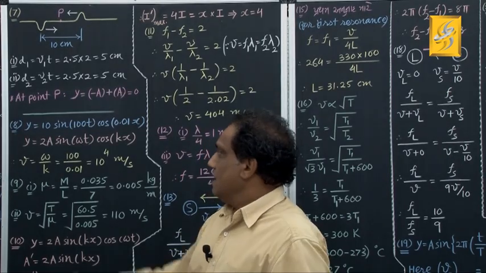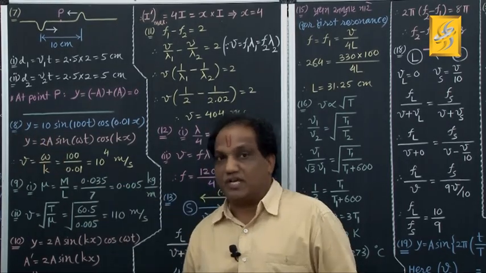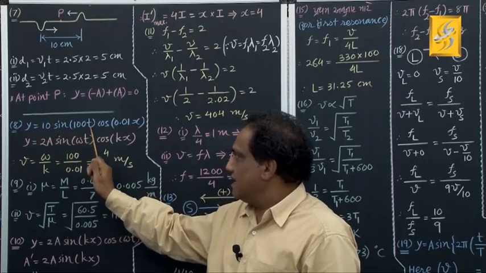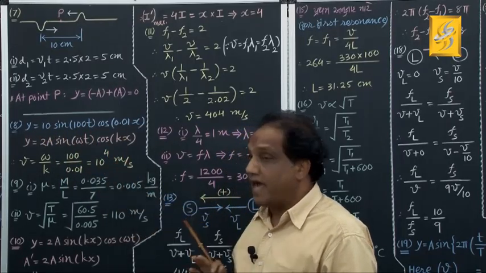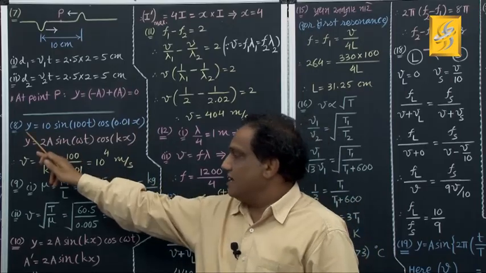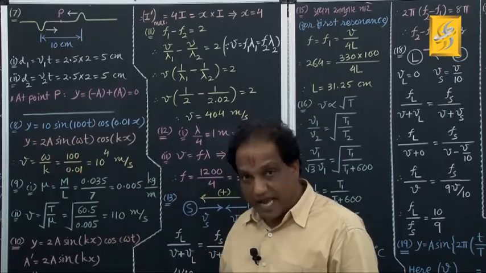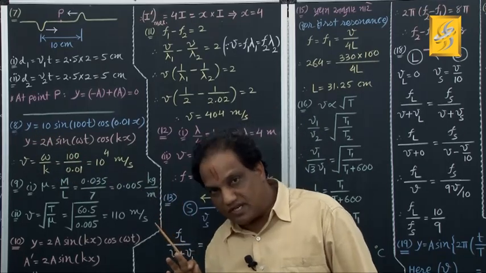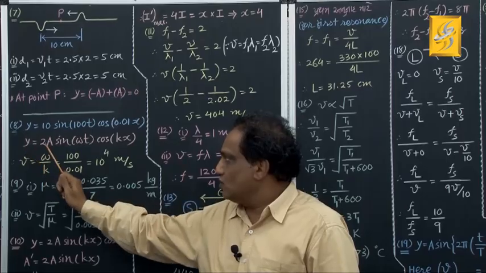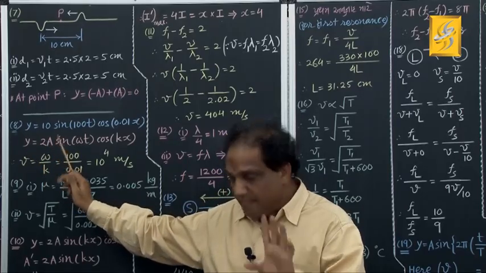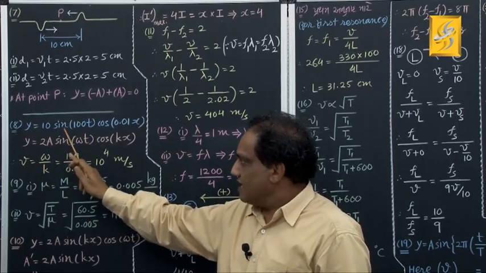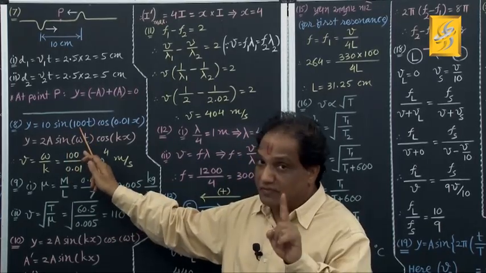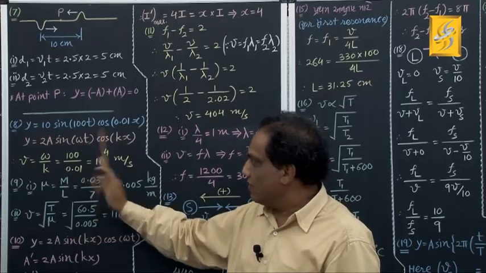Equation of stationary wave, they have given y equals 10 sin 100t cos 0.01x. x and y are in meter and t is in second. Match this with the standard format of the stationary wave equation. y equals, you should write first 2a, then sin, if they are giving sin, then you also should write sin, and coefficient of t you should always match with omega. So here you should write omega t.